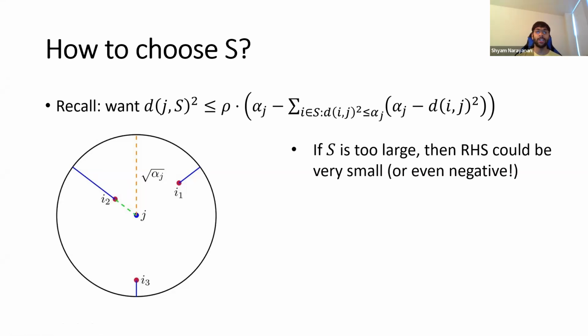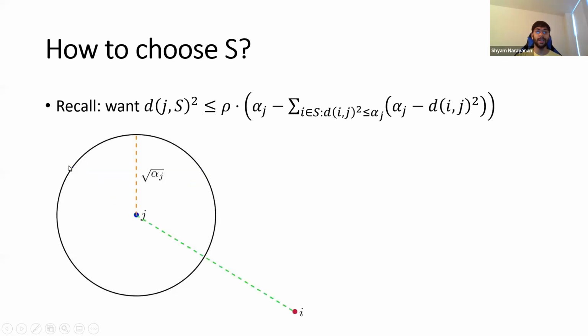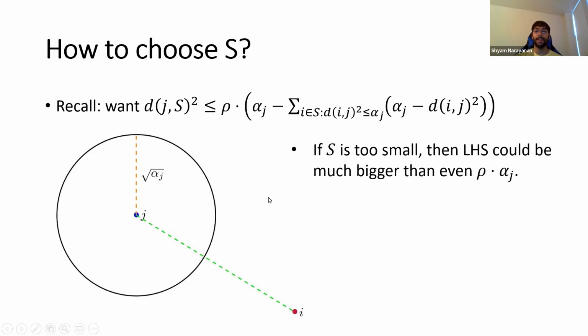So the idea is that if S is too large, then the right-hand side can actually be very small or even negative because we have too many of these blue lines. On the flip side, if we choose a much smaller set S, then the left-hand side can be so large because the closest center is maybe all the way out here, and that can be much bigger than the right-hand side. So we need some sort of happy medium to make sure that the size of S is reasonable.